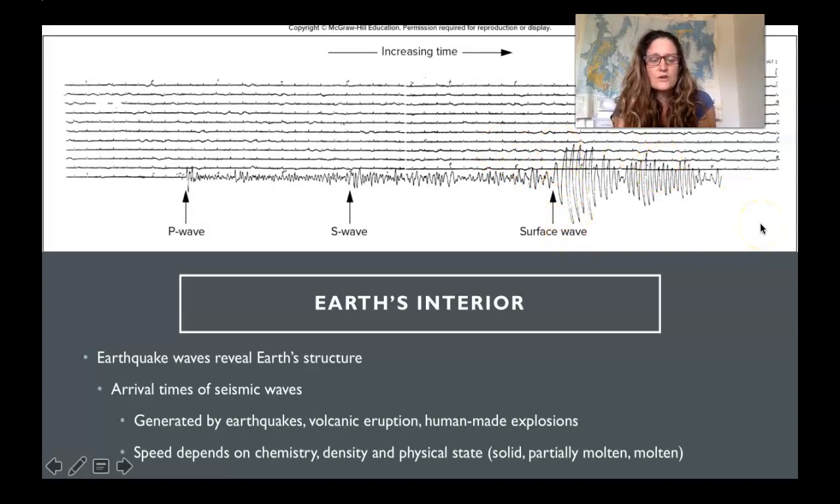These waves are going to travel through Earth's material at different speeds relative to the density of those layers. So earthquake waves revealed Earth's structure. We can look at the arrival time of seismic waves and think about then the chemistry, the density, and the physical state of those layers.